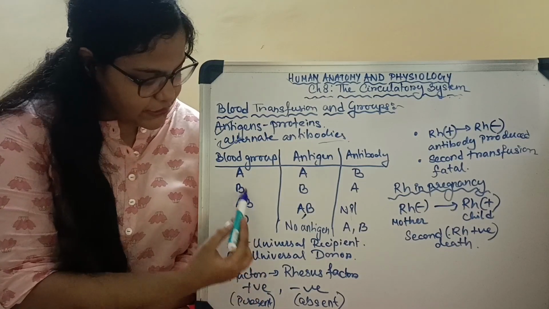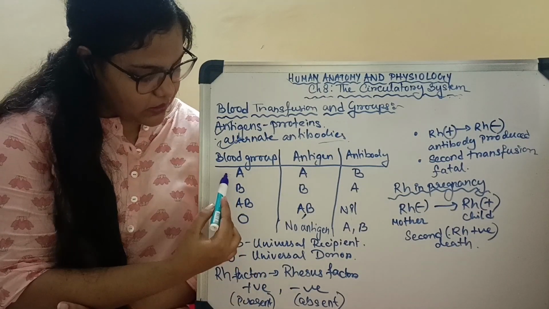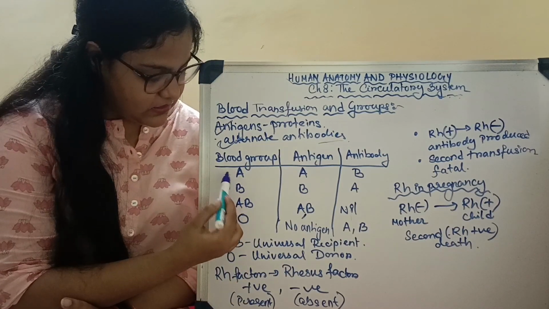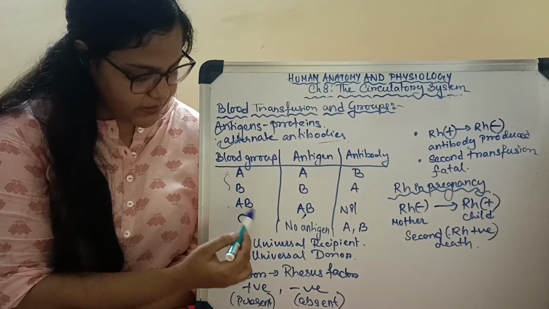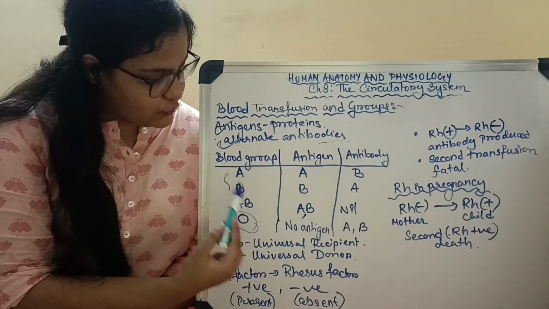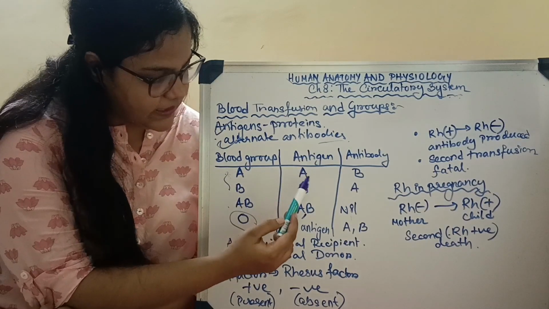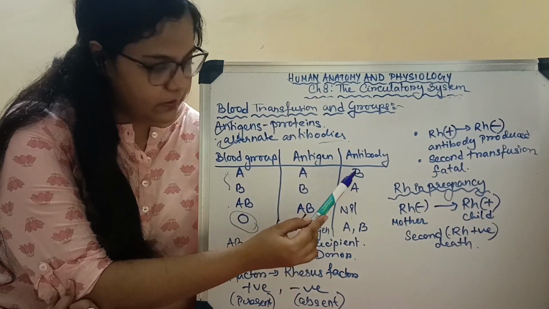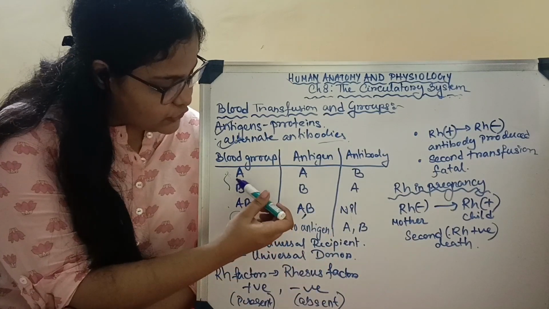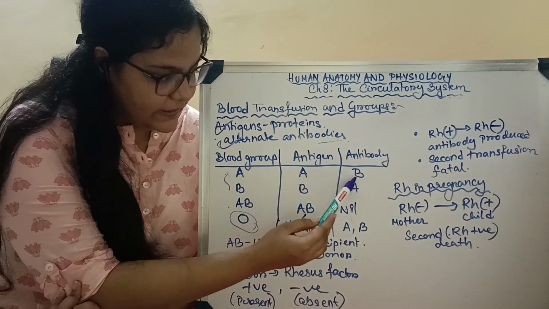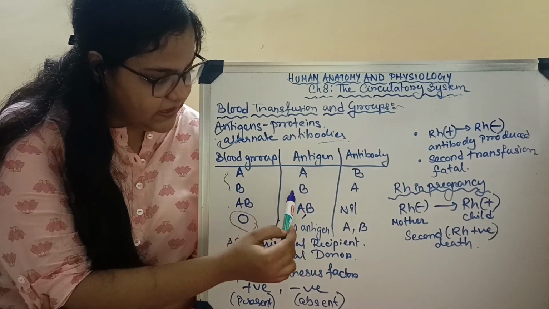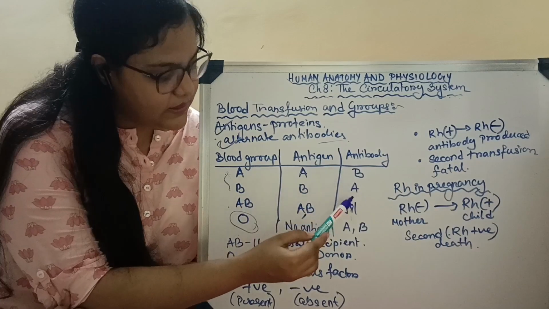Now how is it arranged? Let us see. At first we all know that there are four types of blood group, right? That is blood group A, blood group B, blood group AB and blood group O. Now blood group A has antigen A but antibody B. That is, antibodies are the alternatives, right? So blood group A has antigen A and antibody B, whereas blood group B has antigen B and antibody A.